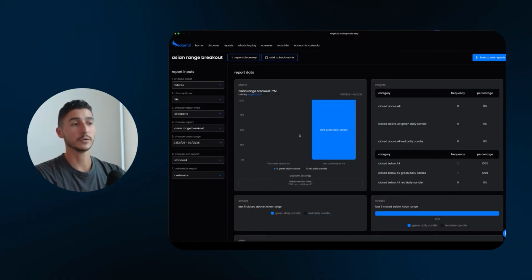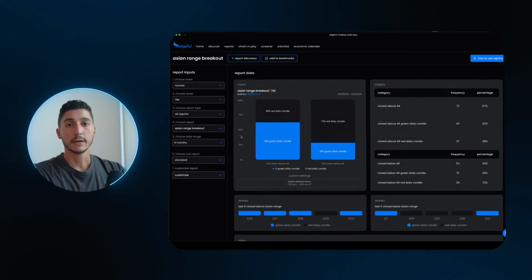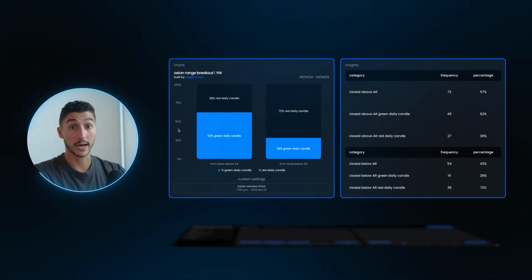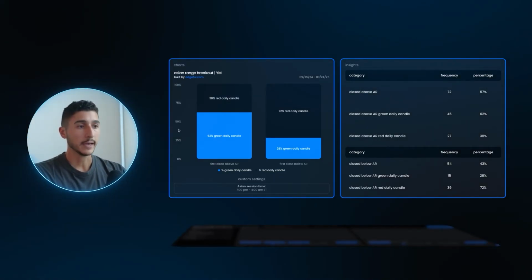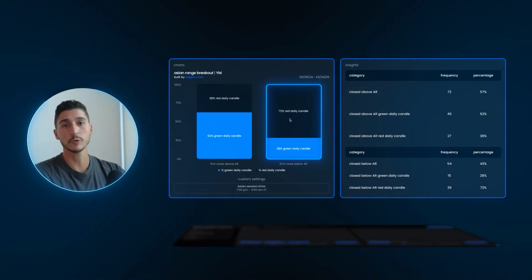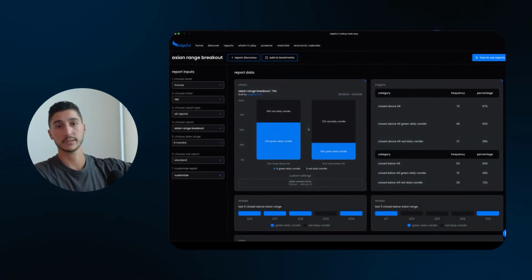Now the way that you can use this report, I'll go back to the 6 months now, is to say if you trade multiple sessions or you put weight towards the Asian range, which I know a lot of people do, you can say, hey, if the first 15-minute close outside of the Asian range is to the downside, 72% of the time the daily candle is going to be red. That gives me a bearish bias for the rest of the day.